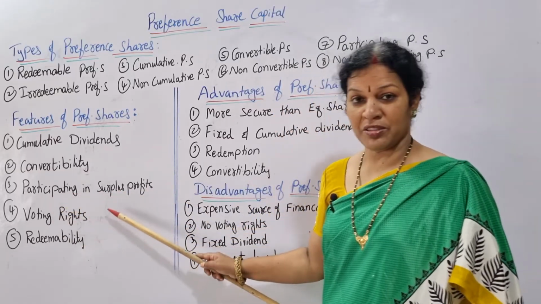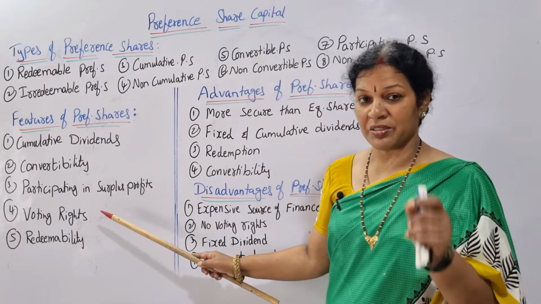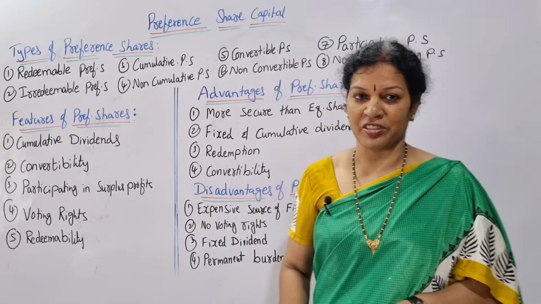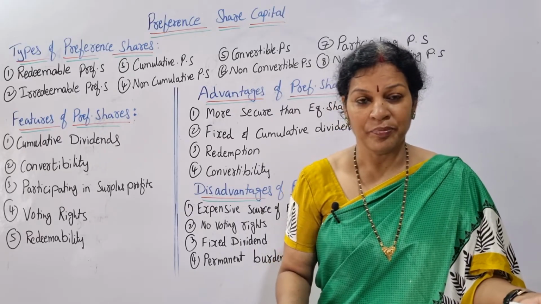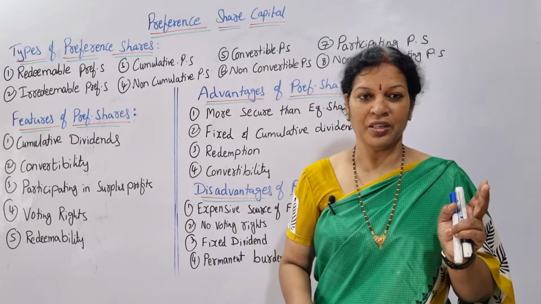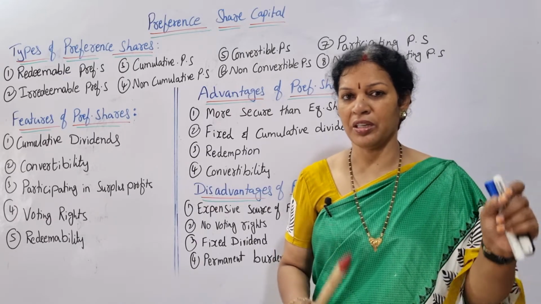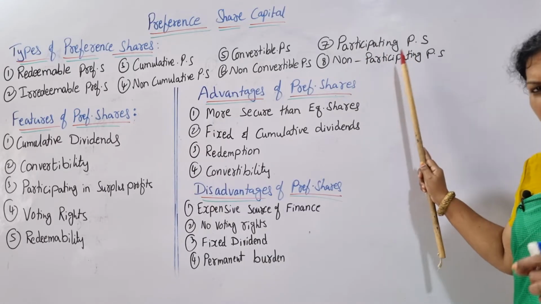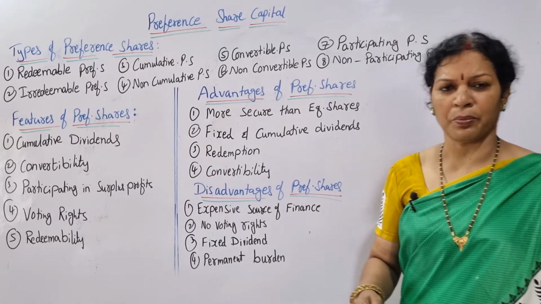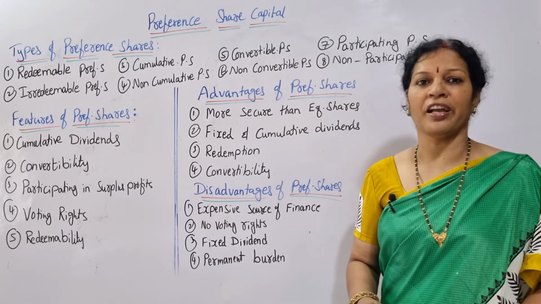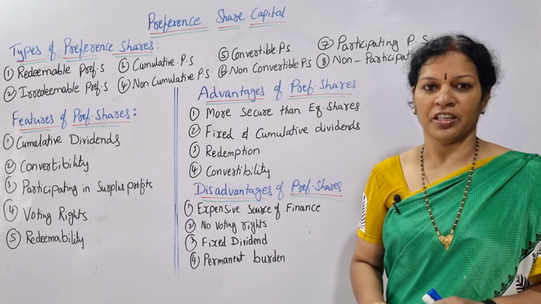And sometimes they are eligible to participate in the surplus profits. Otherwise, generally they are eligible to take only their dividend rate. Generally they take the dividend rate only, except in some cases, like participating preference shares. Only in such a case are they eligible for the extra surplus. Otherwise, they take their dividend rate as per the decision already taken.